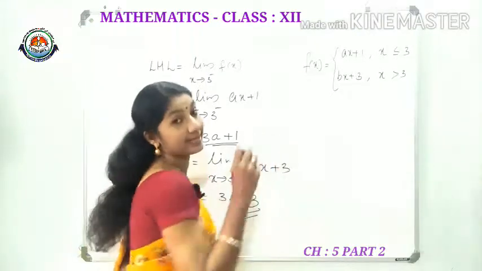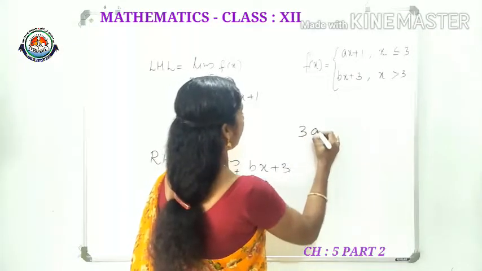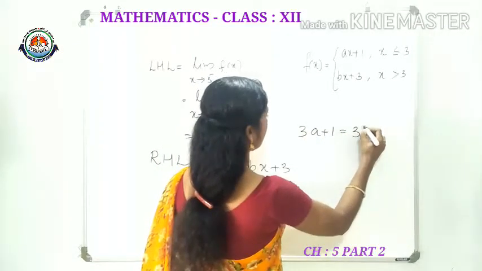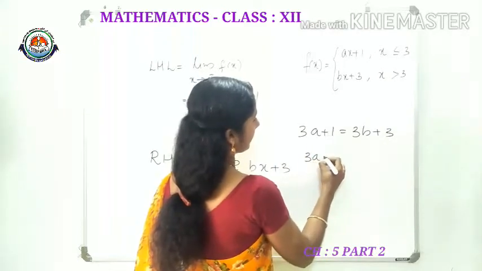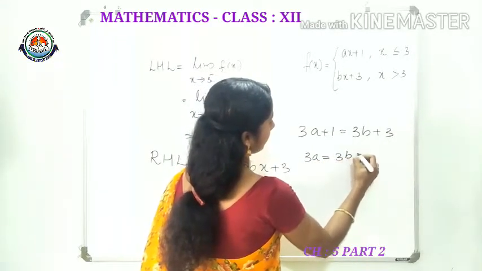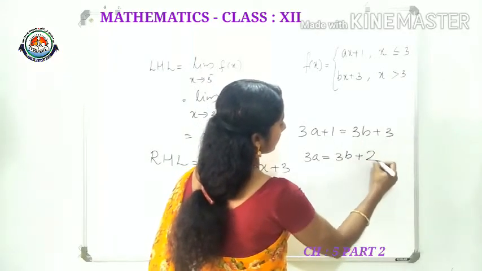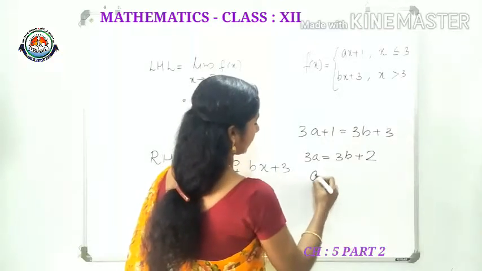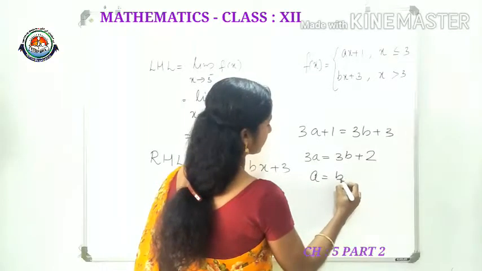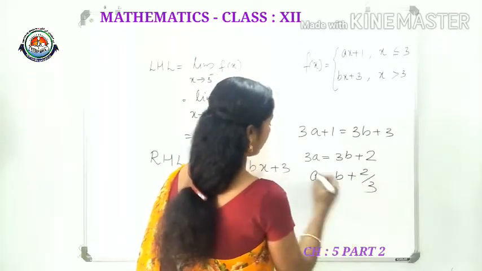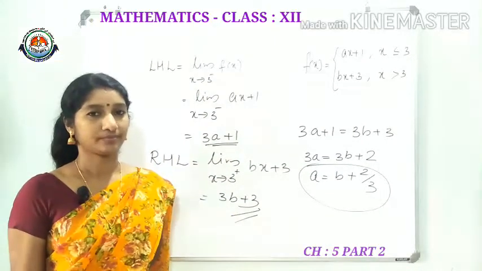And here it is given that it is continuous, so the left limit and the right limit are equal. So we can write 3a plus 1 is equal to 3b plus 3. So 3a equals 3b plus 3 minus 1, since plus 1 goes to that side, so it becomes plus 2. So we are getting a equal to, with 3 coming down, b plus 2 by 3. So we made a relationship between a and b.